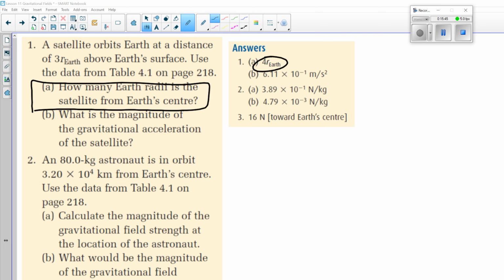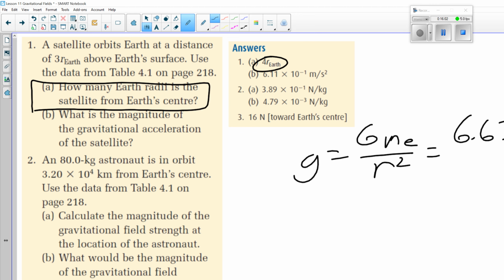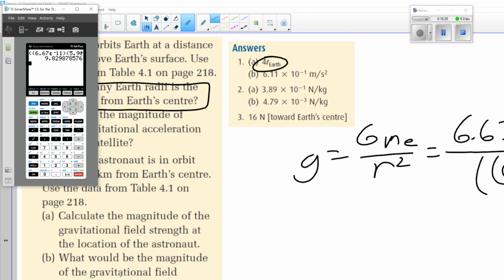Let's have a look at number 1 here. We know Earth is the mass, and we know 4r is the orbital radius for this question. So we're just going big G, or little g equals big G times the mass of the Earth over r squared. That'll be 6.67 times 10 to the minus 11 times 5.98 times 10 to the 24, divided by 6.37 times 10 to the 6 times 4, squared. When we're punching that into our calculator, that's how it'll have to look.